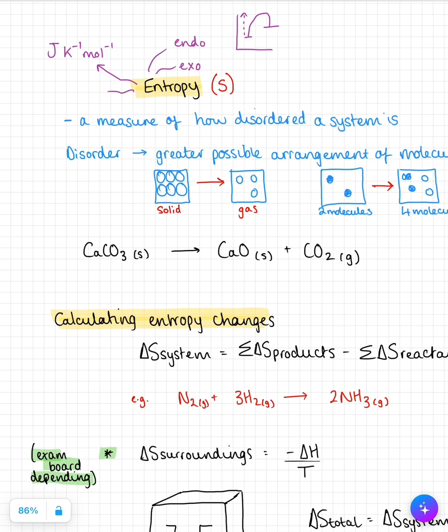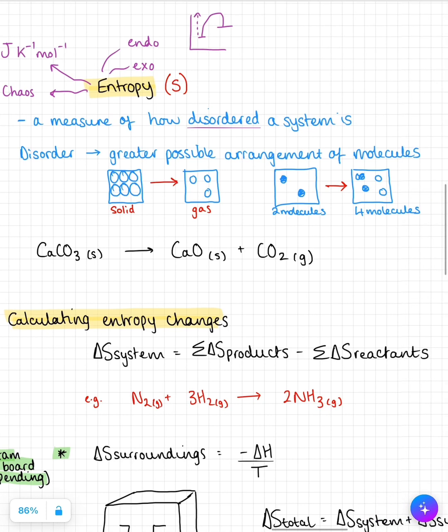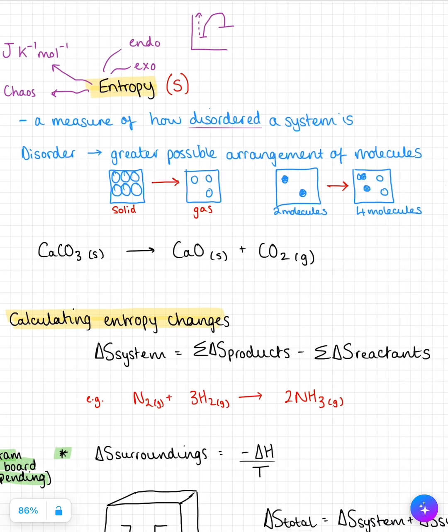Entropy really is a measurement of chaos. The more chaotic a system, the higher the entropy. Instead of the term chaos, we use disorder. If a system is highly ordered, there is low entropy. When we have a higher magnitude of disorder, therefore a system is less ordered, with more chaos, there is a higher entropy.